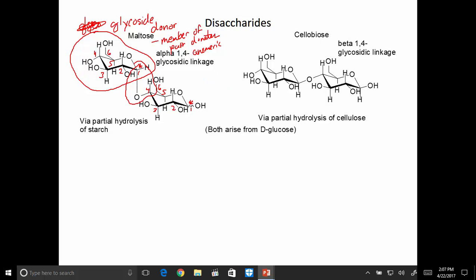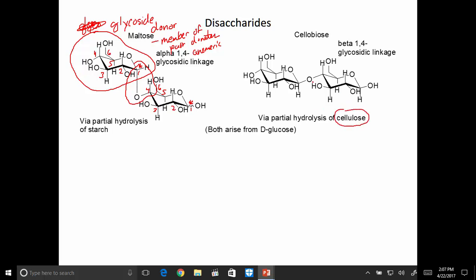All right, so we get maltose when we do a partial hydrolysis of starch. Starch is a polysaccharide, and we're going to find that the most common starch, amylose, is a very complex carbohydrate with a mixture of 1,4 and 1,6 alpha glycosidic linkages. Cellulose here is the other one. We get this by the partial hydrolysis of cellulose.